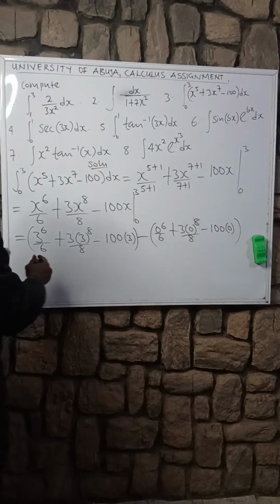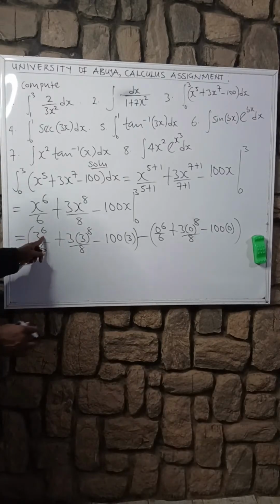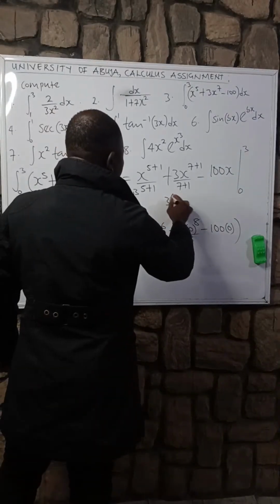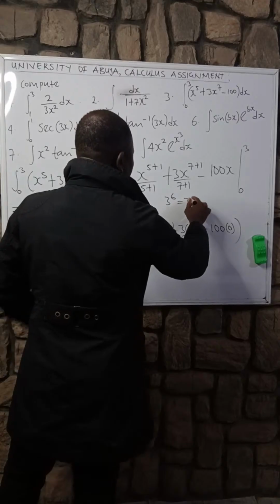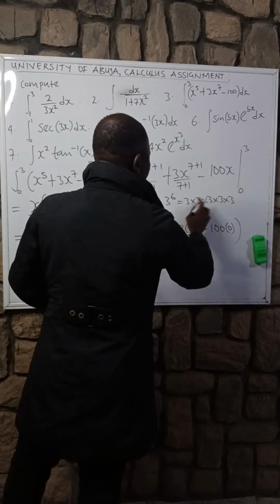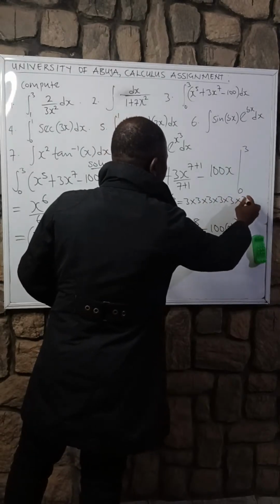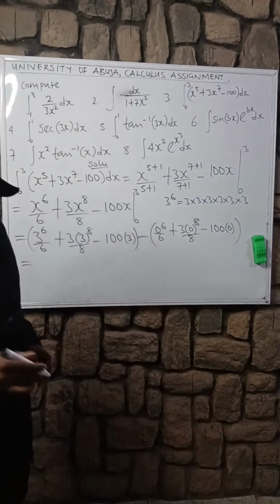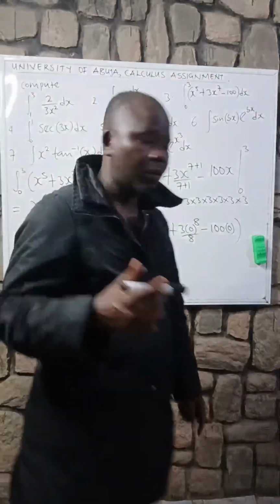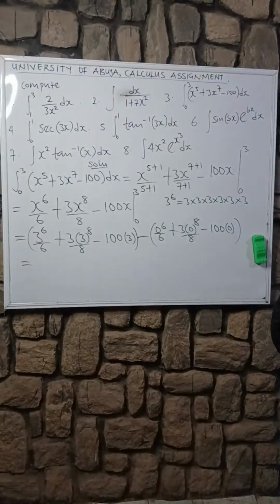So I want you to come up with 3 raised to the power 6. 3 raised to the power 6 means 3 times 3 times 3 times 3, 1, 2, 3, 4, 5 times 3. So do this and write the answer. I'm waiting for you guys. I need the answer to that problem. What is the answer?